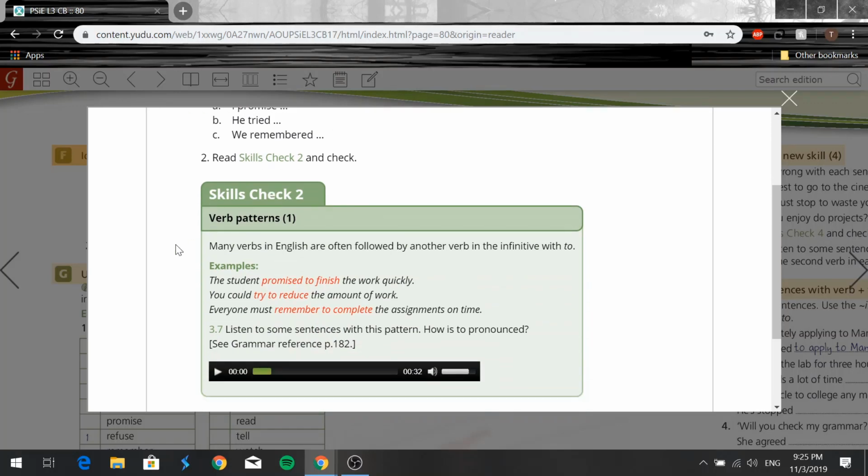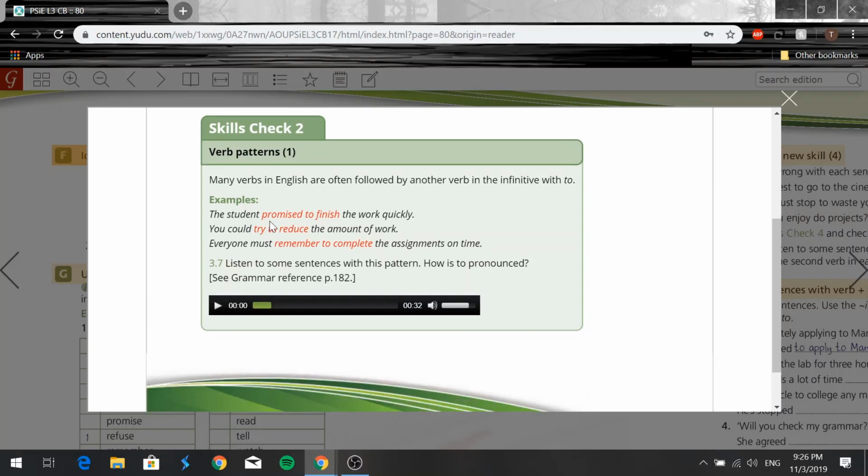So we have verb patterns. Many verbs in English are often followed by another verb in the infinitive with to. So let's take a look at this. Here we have examples. The student promised to finish the work quickly. Promised, the verb, is followed by a to and then another verb, okay? Promised to finish the work quickly. Again here, you could try to reduce the amount of work, okay? Everyone must remember to complete the assignments on time, okay? So this is a verb pattern.